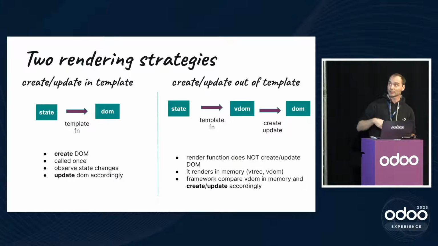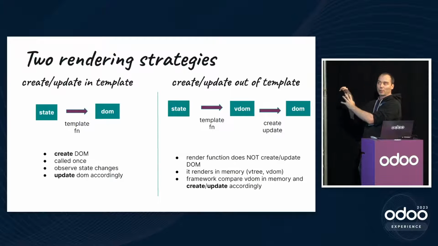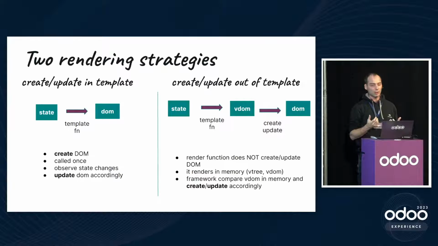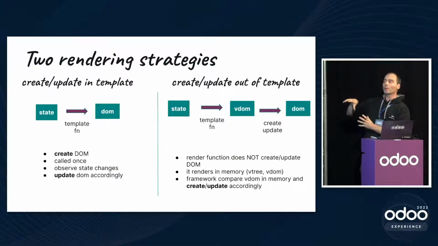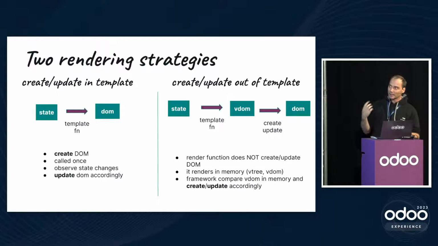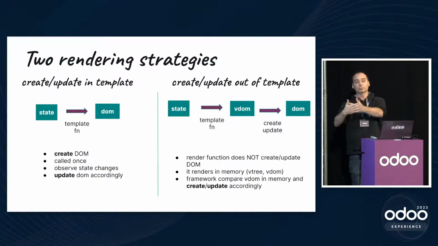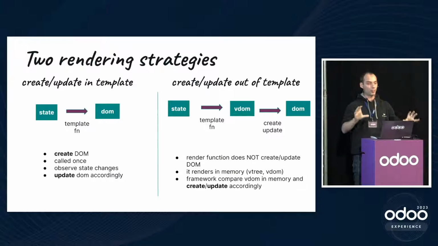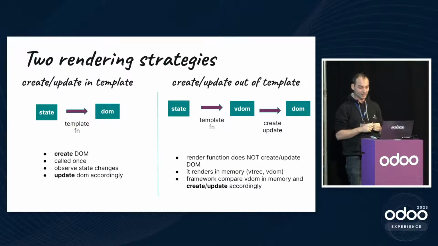Another strategy, and that's the one I will focus more on, is to move those create and update operations out of the template function. So your template function would then generate some intermediate representation, some in-memory visualization of what you're trying to show, and then the underlying framework would do the actual work of creating and updating the real DOM. This intermediate representation is commonly known as the virtual DOM. A virtual DOM is not the real DOM, that's just what it means. It's something that exists in memory. It's basically a tree of objects, and I'll show you in a moment what it is.